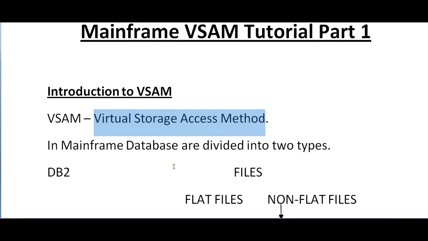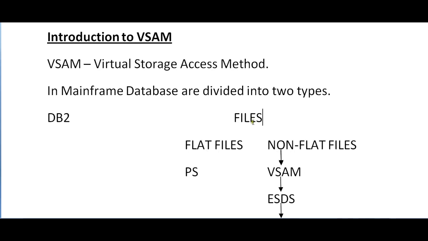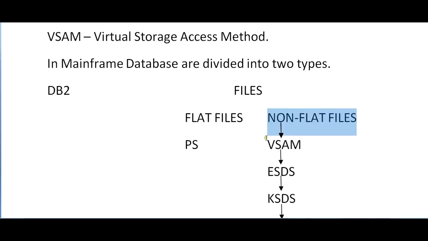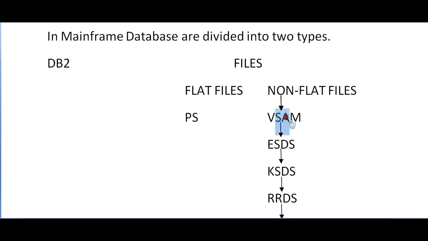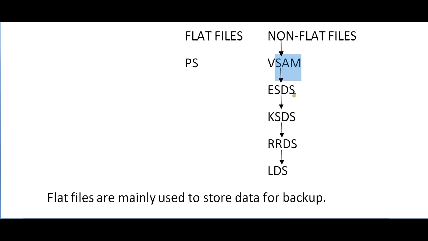In mainframe, databases are divided into two types: DB2 and files. Normally files are of two types: flat files and non-flat files. Flat files we call PS, and non-flat files are VSAM. The different kinds of VSAM we have are ESDS, KSDS, RRDS and LDS. So these are the different kinds of VSAM files we have.